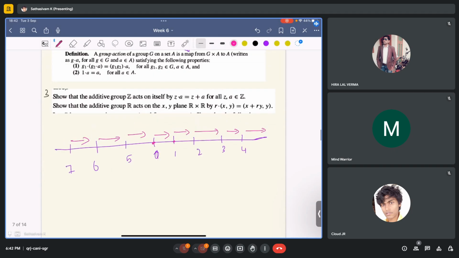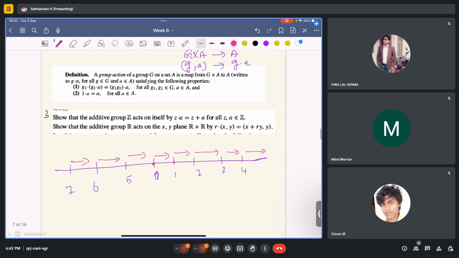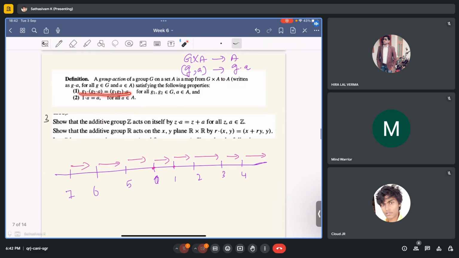Okay, so let's prove it. What are the things we need to prove? First, we need to prove that 1 times A is A, where 1 is the identity, and we have to prove this kind of associativity. Not associativity, but similar to associativity.